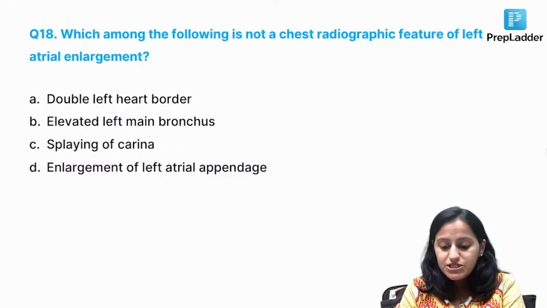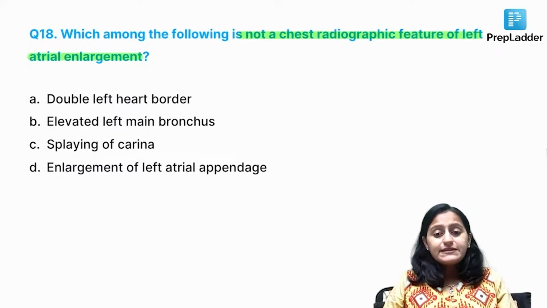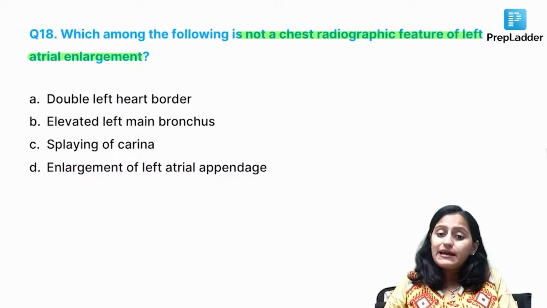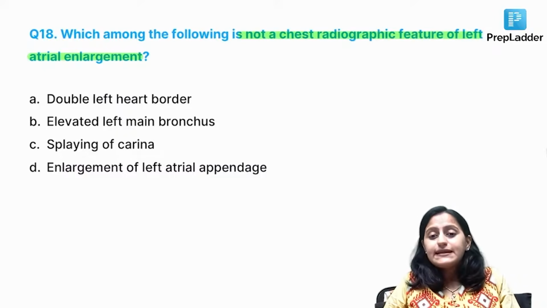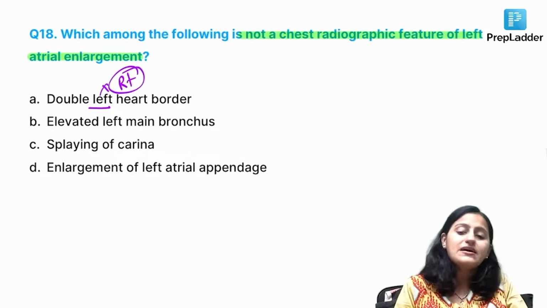Next one, which is not a chest radiographic feature of left atrial enlargement. Is it double left heart border? Is it elevated left main bronchus? Is it splaying of carina? Or is it enlargement of the left atrial appendage? It is not the double left heart border. It is the double right heart border.